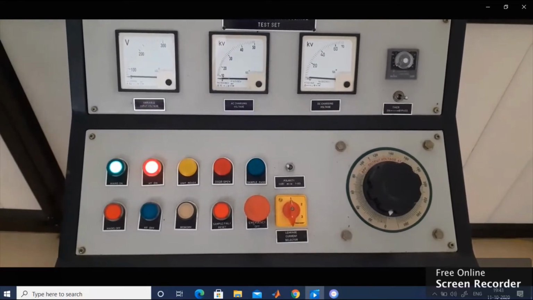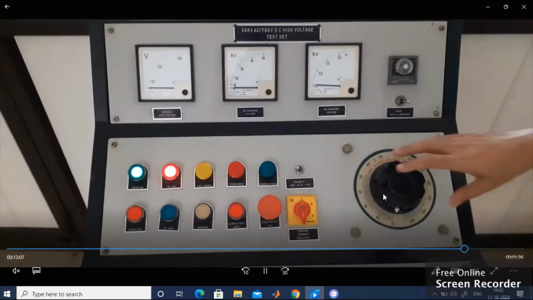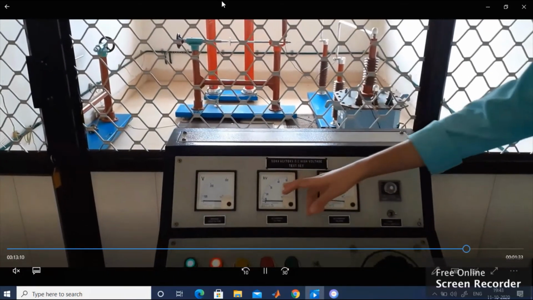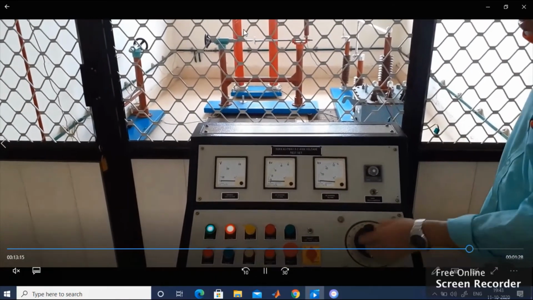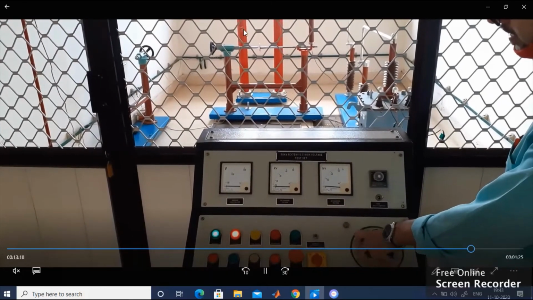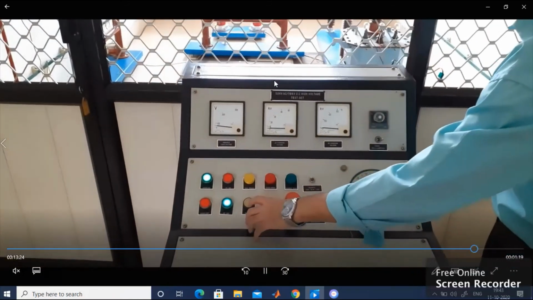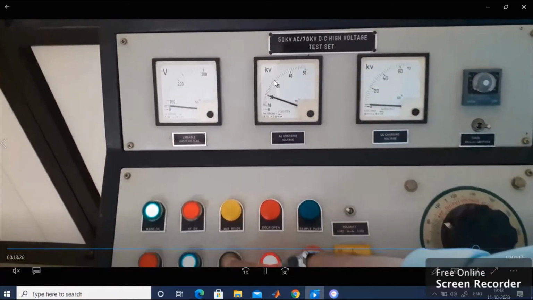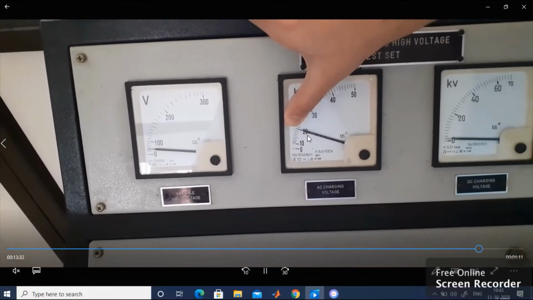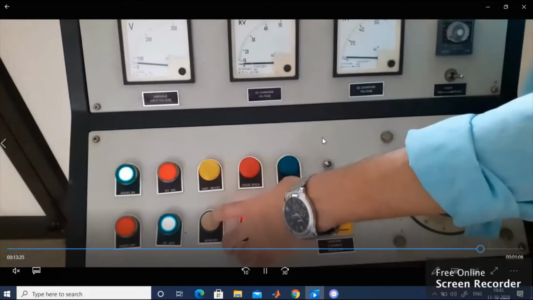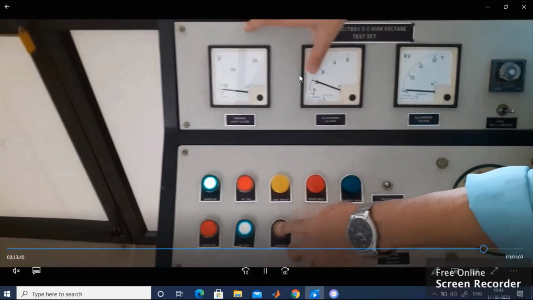That process is over. Afterwards, you can use the dimmerstat. By using the dimmerstat, you can apply high voltage AC and you have to observe clearly when the breakdown happens. See, I am going to increase. Now you can observe the breakdown voltage is equal to 20 kV. You have to note down the breakdown voltage, 20 kV, so that you can tabulate it.